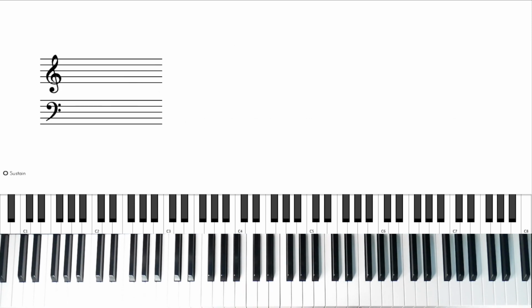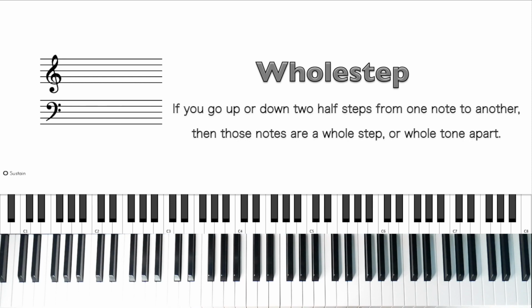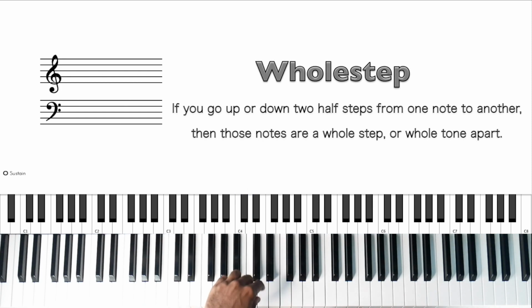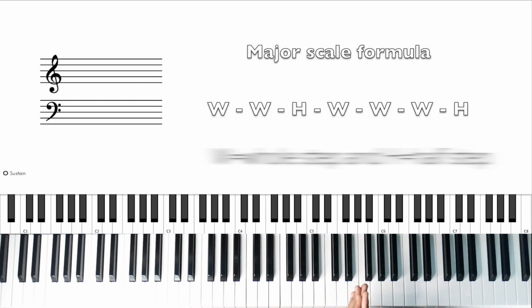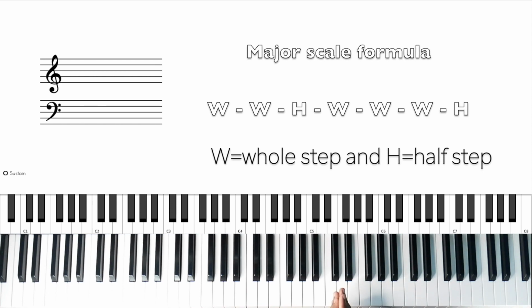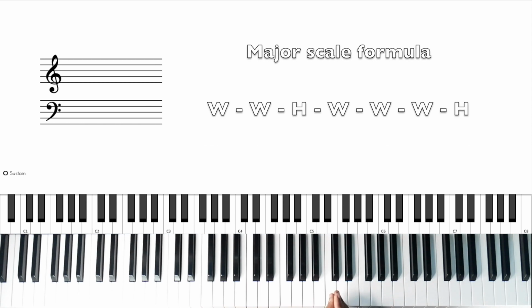Anything with two half steps would be now considered a whole step. So this is one half step. That's another half step. So from here, C to D is a whole step. So now that we have that out of the way, we know that a major scale is comprised of a whole step, a whole step, a half step, a whole step, a whole step, a whole step, and a half step. So I'll play that right now.